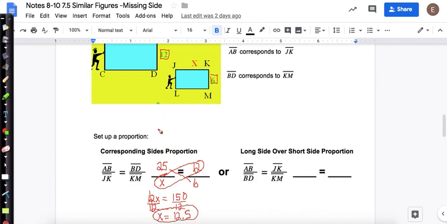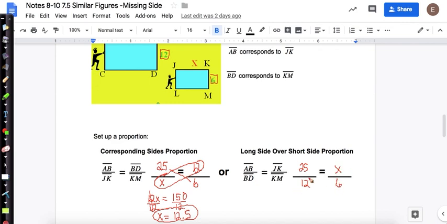Okay, now remember on the previous page when we were proving similar, we said we don't always have to use the corresponding sides. So I'm going to show you how we could do long side over short side. Look at your note sheet: the long side of the first figure is 25, and the short side of the big figure is 12. So I'm going to do 25 over 12. Now, because I did long side over short side over here, I have to do long over short, so I'm going to do X over 6.